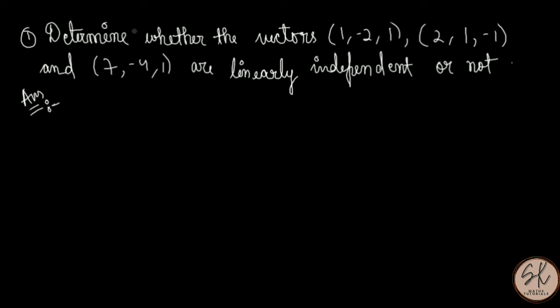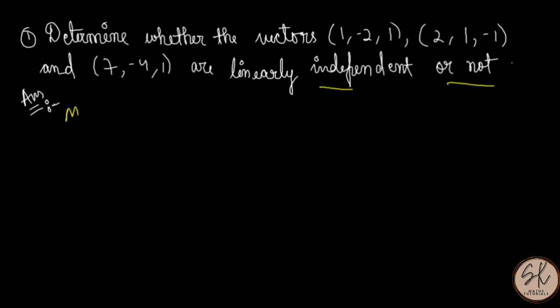So the first question is to determine whether these vectors are linearly independent or not. There are actually two methods of solving this question. The first method is that we can make the linear combination of these three vectors along with unknown constants and equate that to 0, and after that we can solve to get the unknowns. If we get the values of the unknowns to be 0, then the vectors are linearly independent, else they are linearly dependent. Or we can use another method that I will be showing.